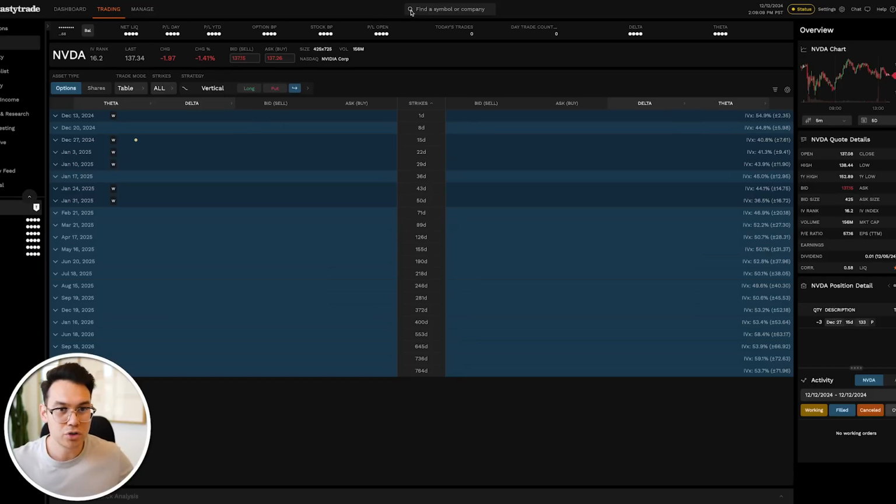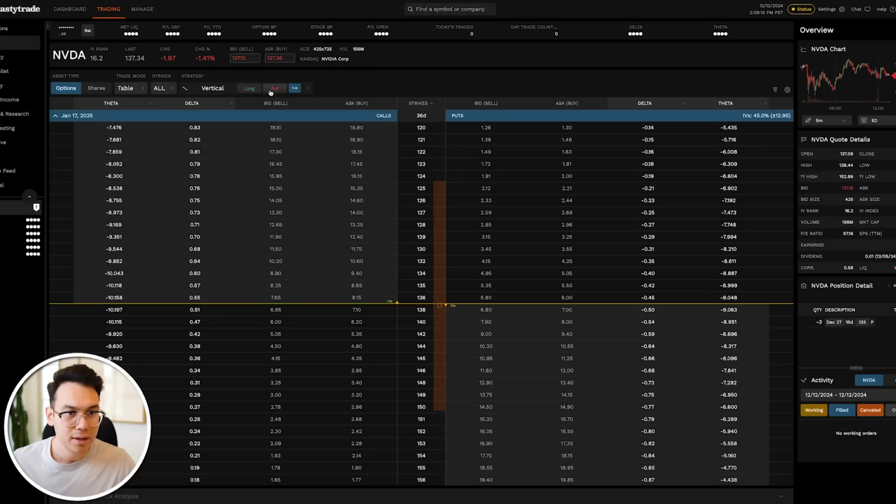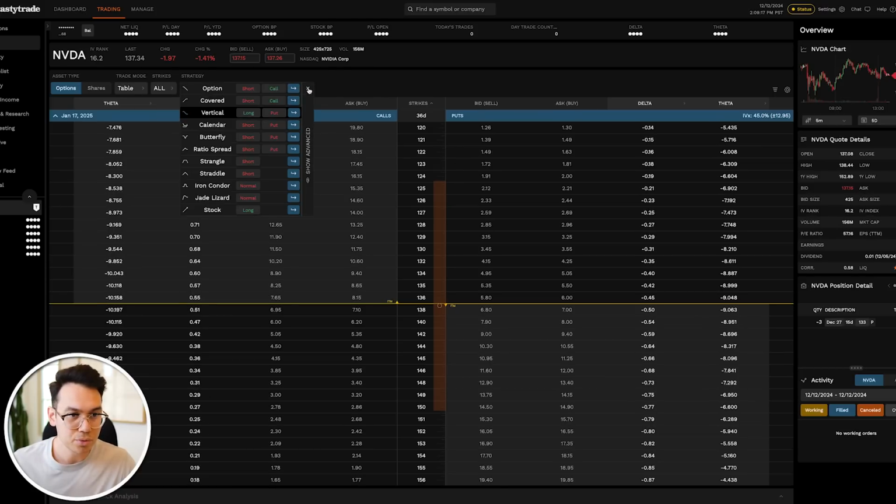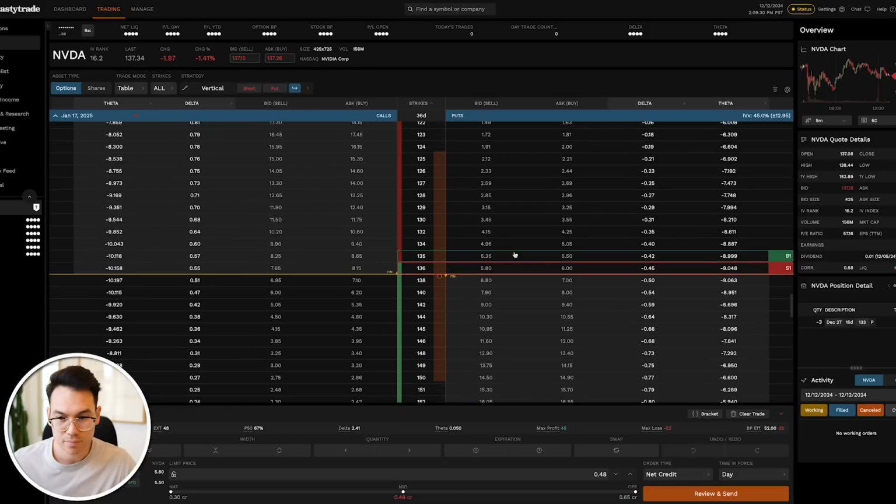So we're gonna go to NVIDIA, and this is how I'd structure the trade. I would go 36 days out, and I would go here. What's really cool about Tasty Trade is they have this feature. You'd go to vertical, that's what it's called, a vertical spread, which is we're gonna do a short put vertical, okay? Which means we're selling this put, we're buying this put.